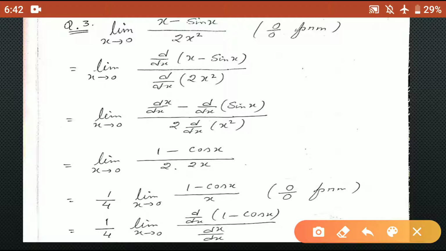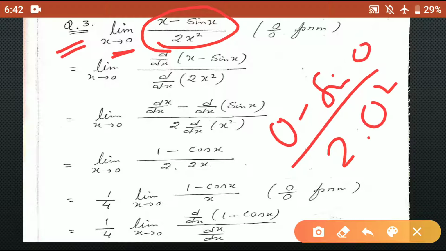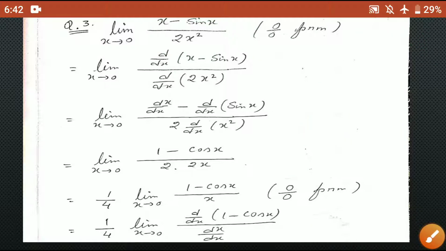Here the function is (x minus sin x) by 2x squared, and the limit is x tends to 0. So you directly put the value of x as 0. So it is 0 minus sin 0 by 2 into 0 squared. That means 0 minus 0 by 0, that means 0 by 0 form. So when we put directly the value of x in the given function, it is in the form of 0 by 0. Okay, therefore we have to apply L'Hospital rule.